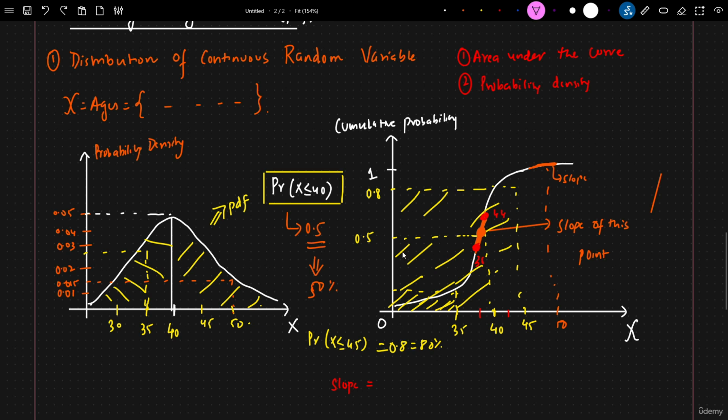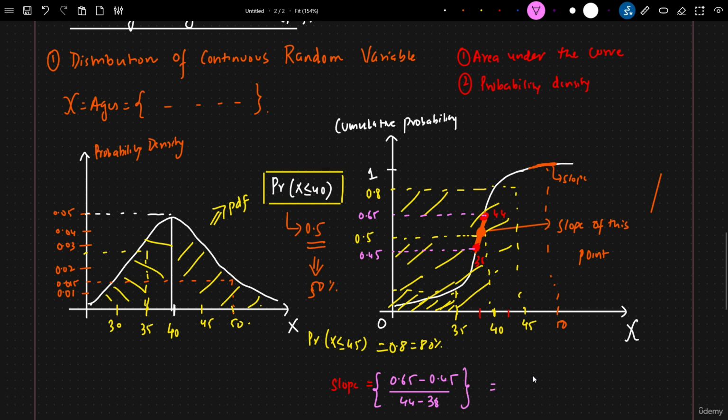First of all, we calculate the probability for each of these, for 38 and 44. For 38, let's say I'm getting a probability of 0.45. Here I'm getting a probability of 0.65. So the slope will be calculated as 0.65 minus 0.45, divided by the difference between the numbers over here, 44 minus 38. This is the slope formula.